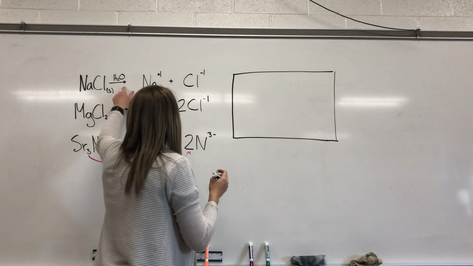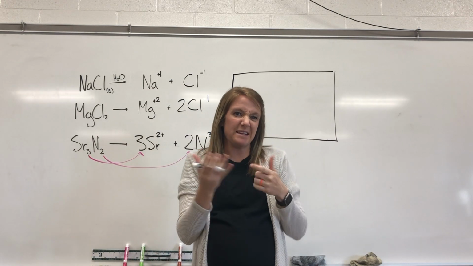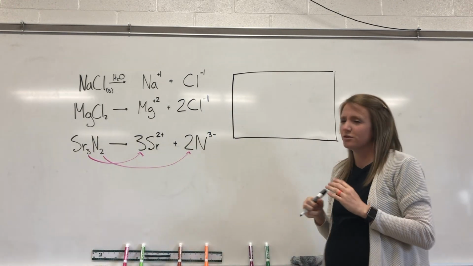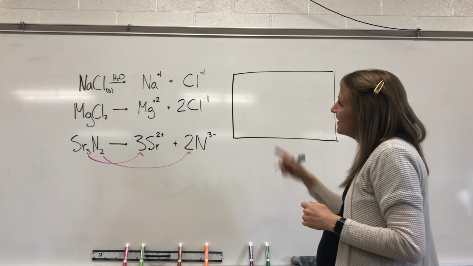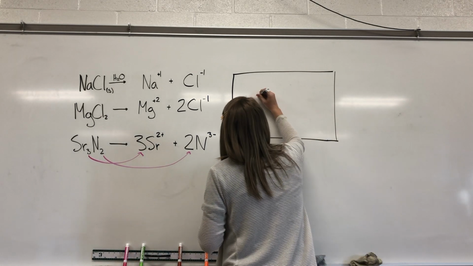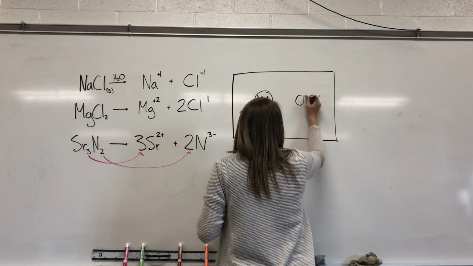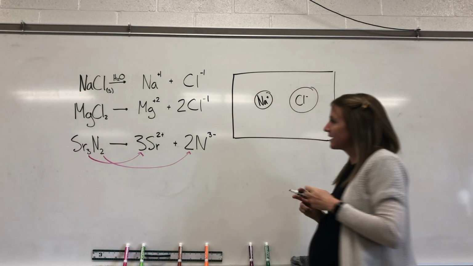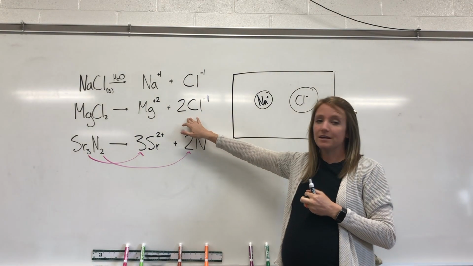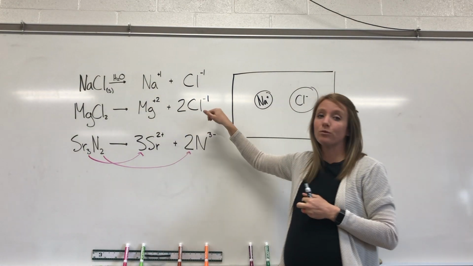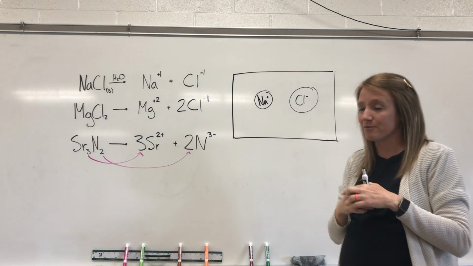Okay, so we're going to draw a picture of sodium chloride, but it would be the same idea no matter which one you choose to draw. Okay, so I'm going to first draw my 2 separate things in there. So I have 1 sodium and I have 1 chlorine. Okay, now if we were drawing this one, you would draw 1 magnesium and 2 chlorines. Okay, so make sure you have the ratio in there.